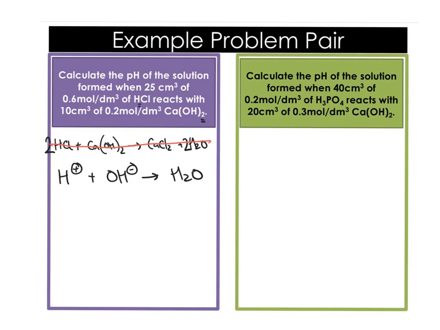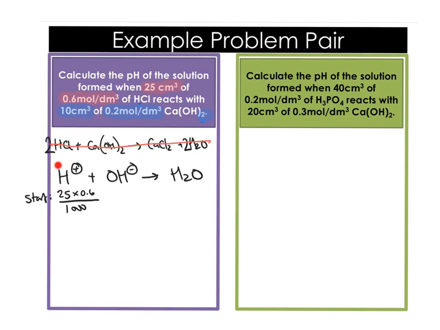So you want to work out how much is at the start. So for H+, you've got 25 centimetres cubed of 0.6 mole per dm cubed HCl. So we're going to do 25 times 0.6 over 1,000. And for OH-, we've got 10 centimetres cubed of 0.2 mole per dm cubed Ca(OH)2. Now the fact we've got 2 of them means we need to multiply our answer that we get here by 2.